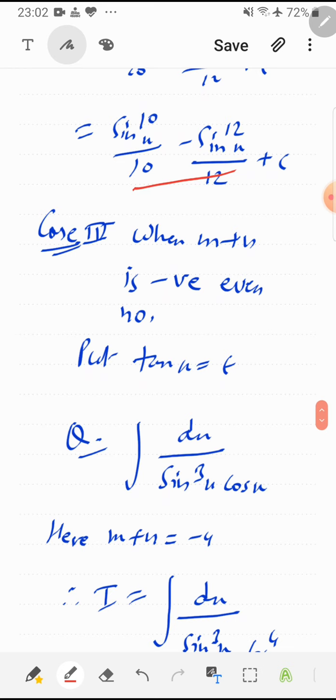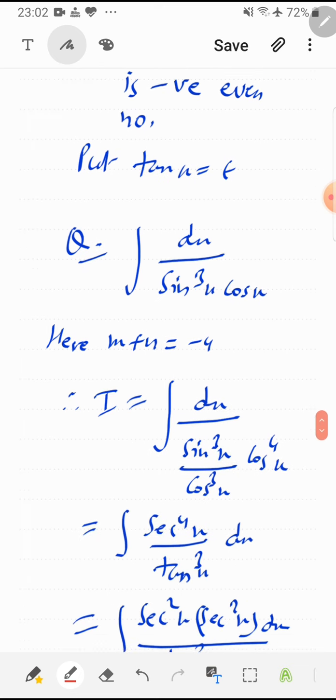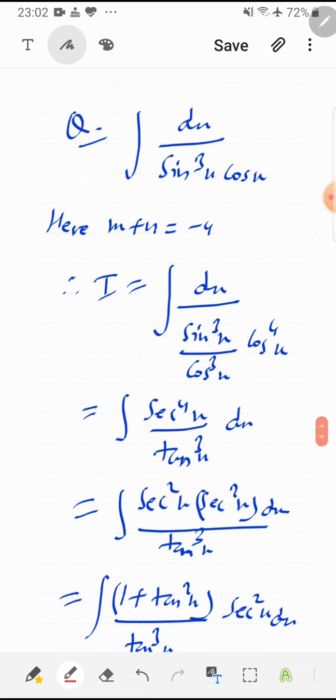And the last case is a very typical case. When m plus n is a negative even number, then we can put tan x as t. Like the demo, dx upon sine cube x into cos x. Now the power of sine in standard form is sine raised to the power minus 3, into cos raised to the power minus 1. So the sum is minus 4.